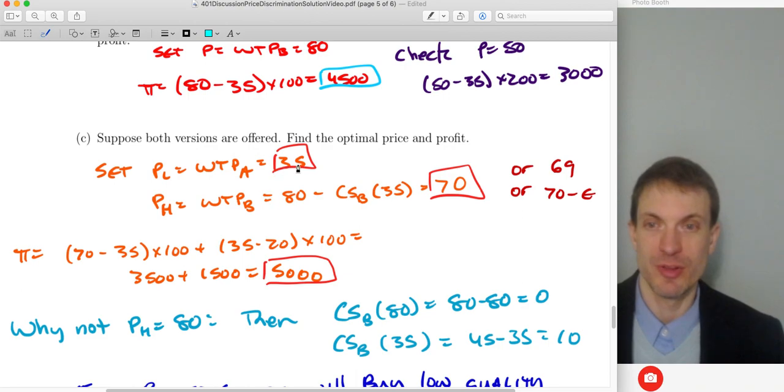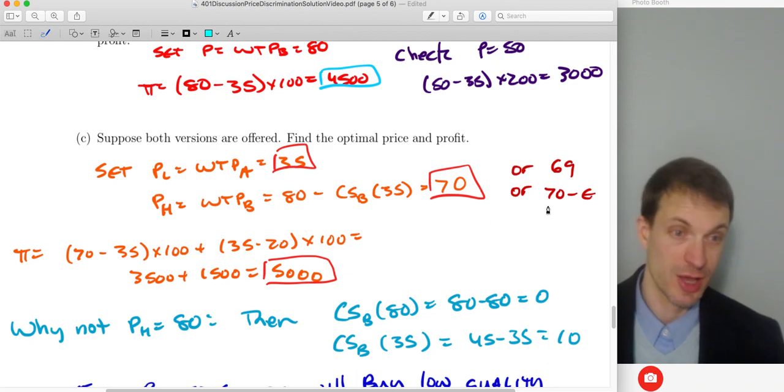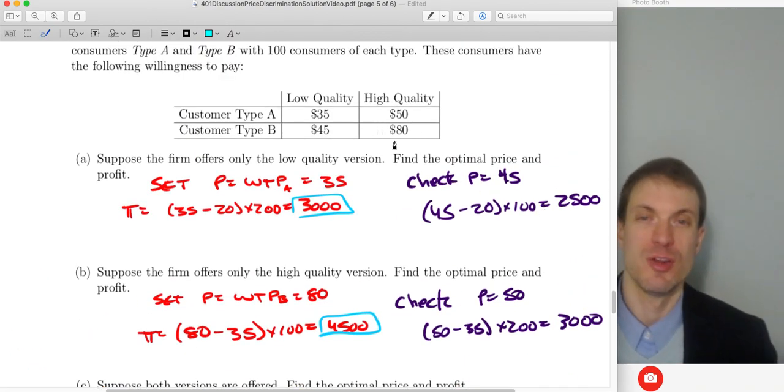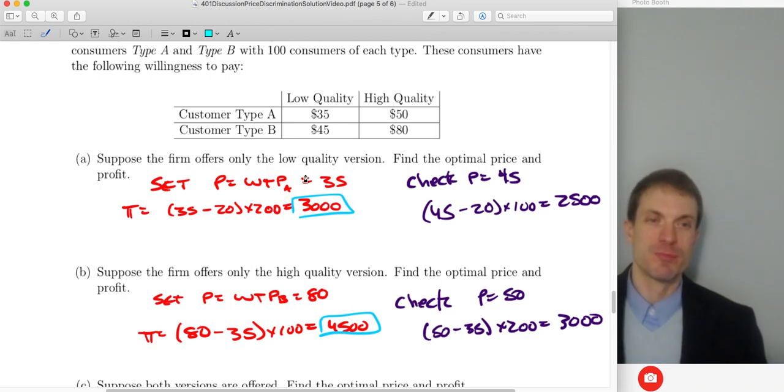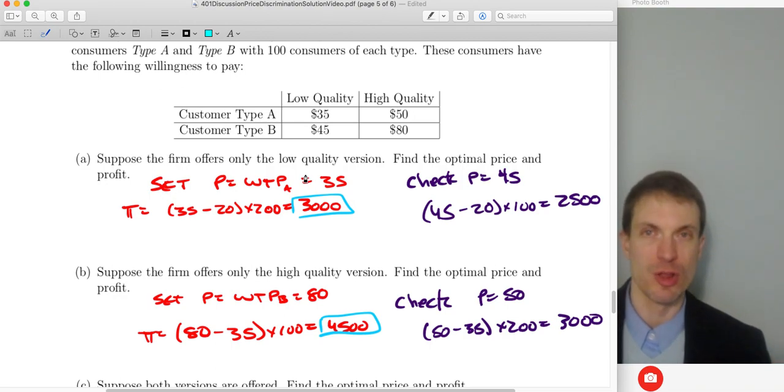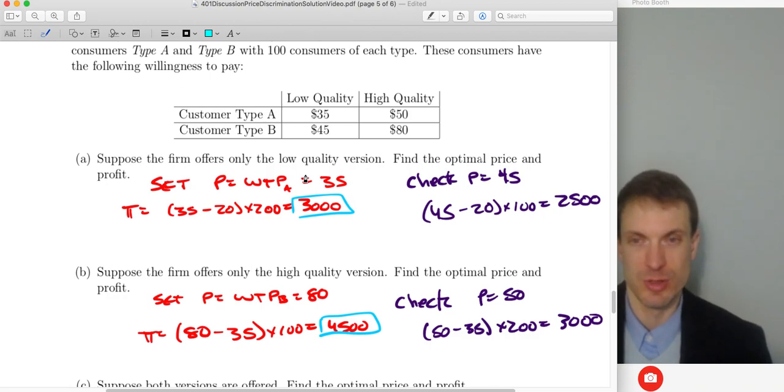So this means I'm going to set a price of 35 for the low quality and a price of 70 for the high quality, or 69 or 70 minus epsilon. And your question is going to be, why not 80? It's pretty obvious why I want to set the low quality price equal to 35. Here's what's going on. With second degree price discrimination, we have our consumers facing a menu of options. All the consumers are going to see all the prices we offer, and they're going to choose which is right for them. So our type A consumers are going to see both prices of low and high quality goods, and we want them to buy the low quality good. I mean, we would like them to buy the high quality good, but it turns out if we offer a price that'll entice them to do that, we lose money.